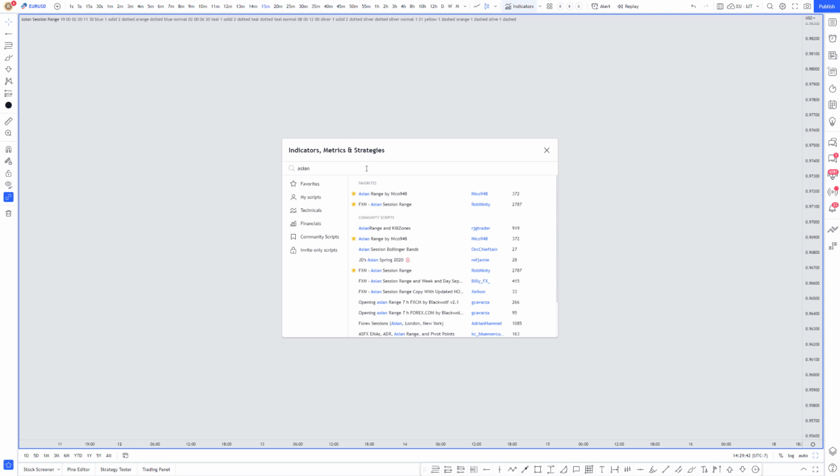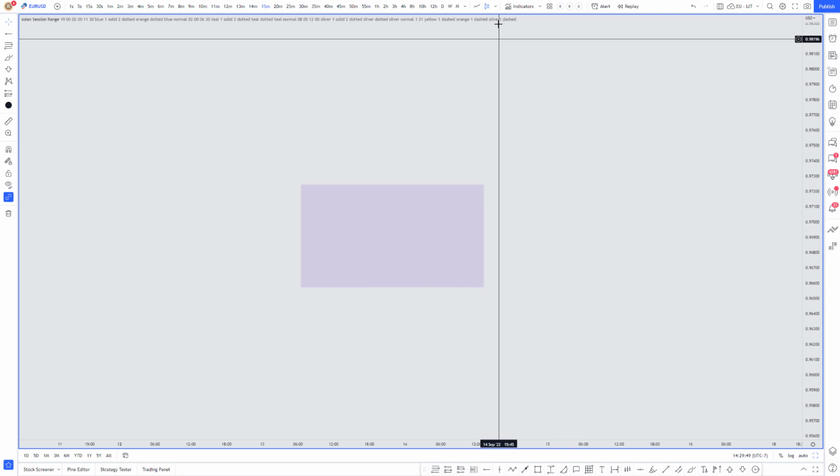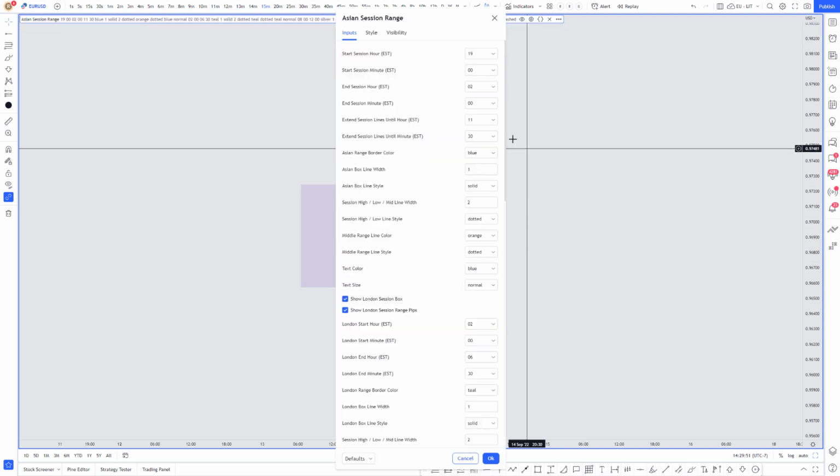It's Asian Session Range by Rob Minty. It's the handiest one I found. I really like this one. And I'm going to just show you all the settings I have for times before we get going. These are a little different than the times it comes with. If you use some other times that you found work better for you, that's totally cool.